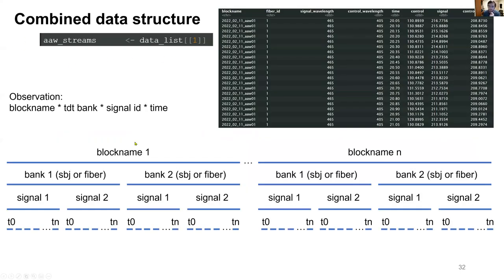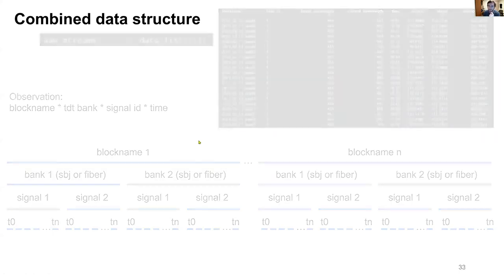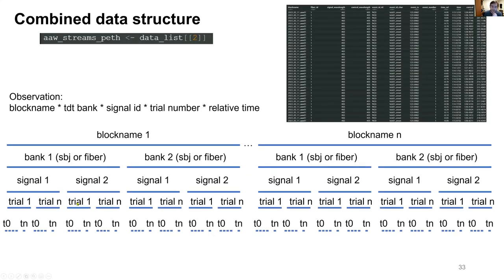For the streams, the observation is the block crossed with the bank, crossed with the signal ID, and then time. That's shown visually here, and it's like the real tables up here. Everything to the right of time is a value that corresponds to one of our many different kinds of signals that we might care about. For the peri-event time histogram data, it's the same thing, except now we have relative time and trial number. Again, everything's just stacked on itself, so you have potentially all of the data from an entire experiment in one data frame. You can then chisel it down using filters, and perform grouped averages and everything on that large data frame.